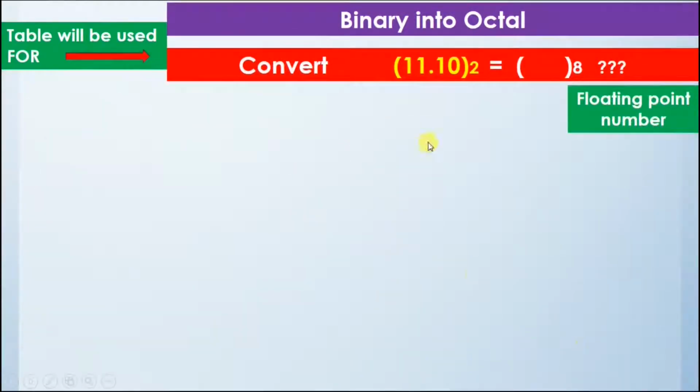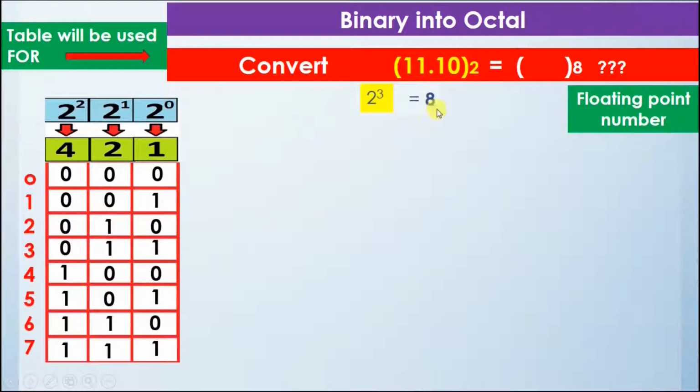Now we see how to convert a binary number into an octal number. And remember, in this example, we are dealing with the floating point number. Previously, we were dealing with whole numbers, and in this example, we are dealing with the floating point number. So we are given the number 11.10 in binary, and we have to convert it into octal. We know that 2 raised to power 3 is equal to 8. So we will use a table that has 8 rows and 3 columns, and it is filled with zeros and ones, and we previously did how to fill the table.